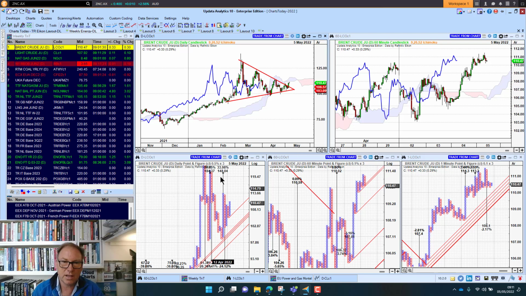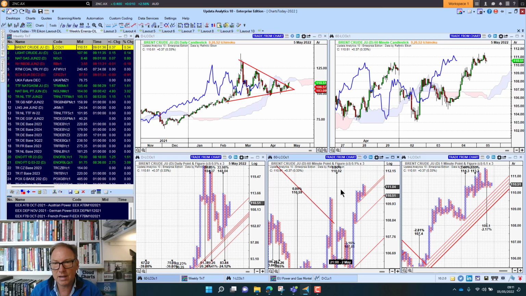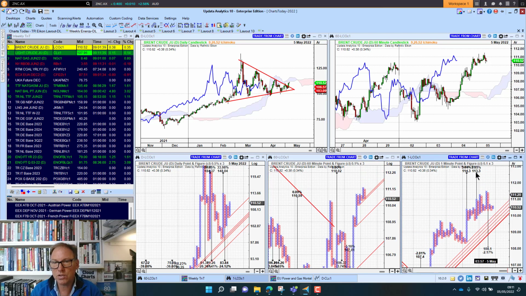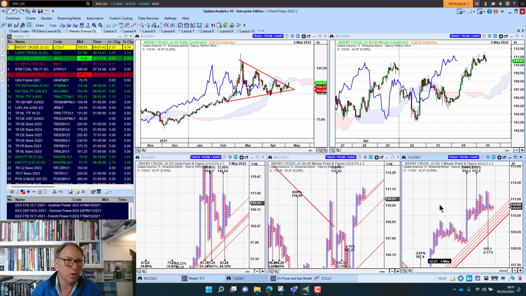We've got this target here on the 0.5% chart that will be activated at 114, so keep an eye on that. We've got a target to 118 here, and then on the very short term 1 minute charts, 113.30, 114.30. If you're trading crude oil, these 1 minute charts are absolutely essential.